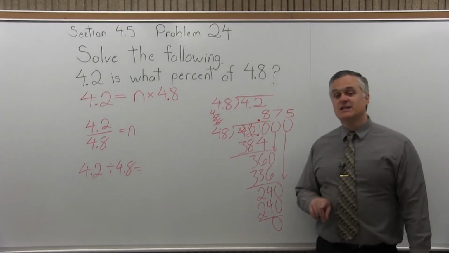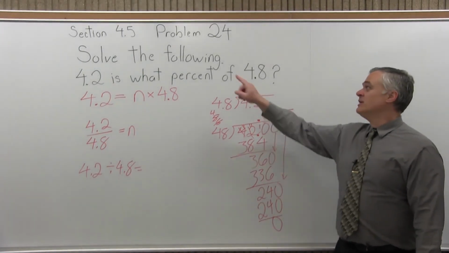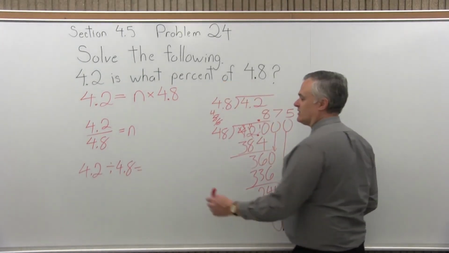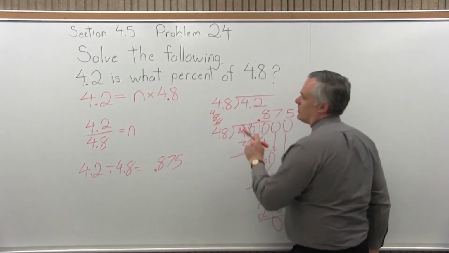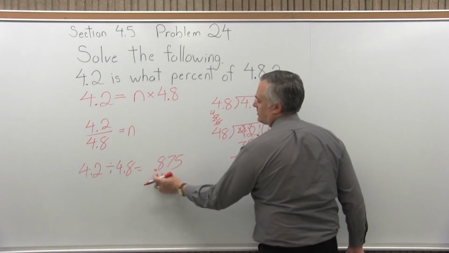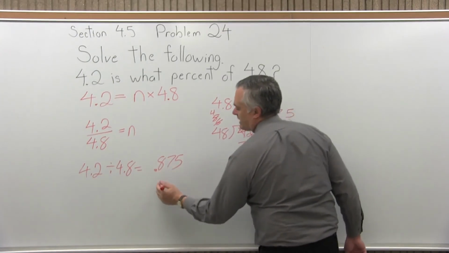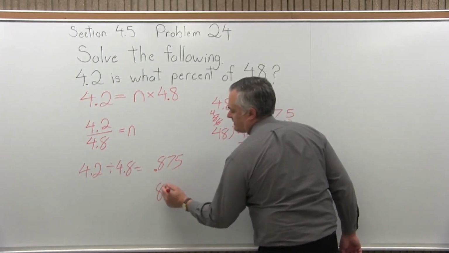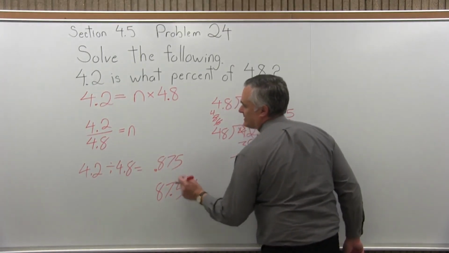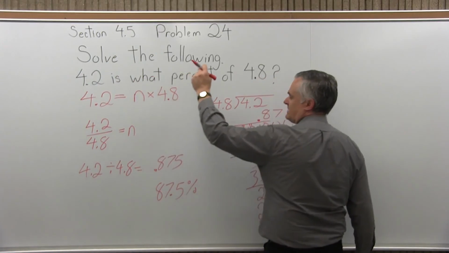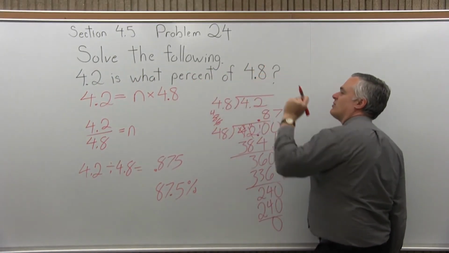So now we've got it. 0.875. But again, that's the answer as a decimal. The question asks for it as a percent. So as a decimal, the answer is 0.875. But if we want a percent, we're going to move that decimal point 2 positions to the right, and it'll show up between the 7 and the 5, making it 87.5%. That's the answer. 4.2 is 87.5% of 4.8.